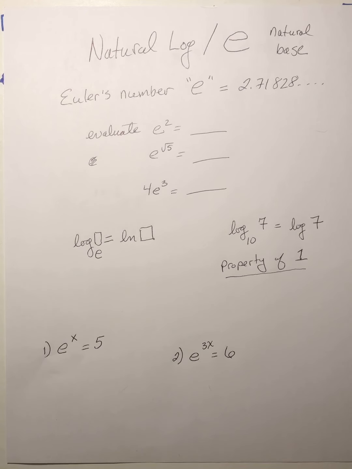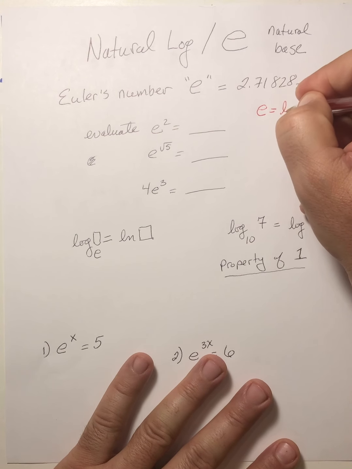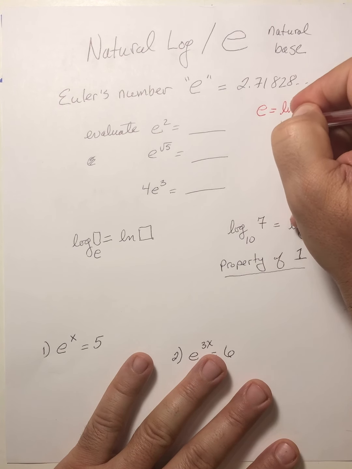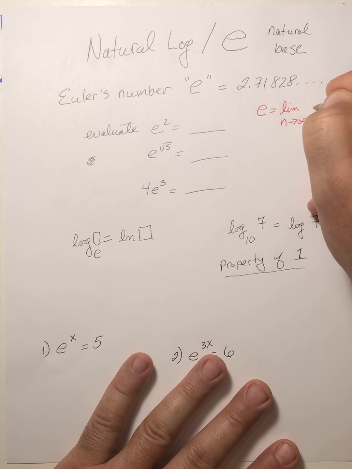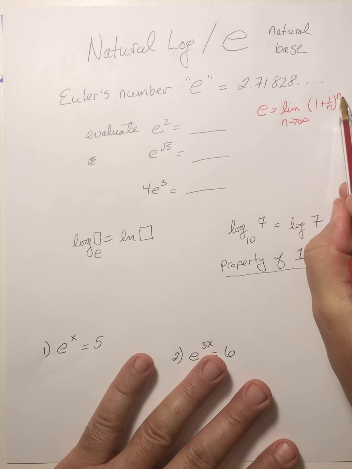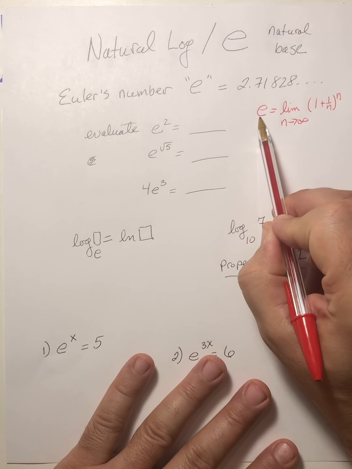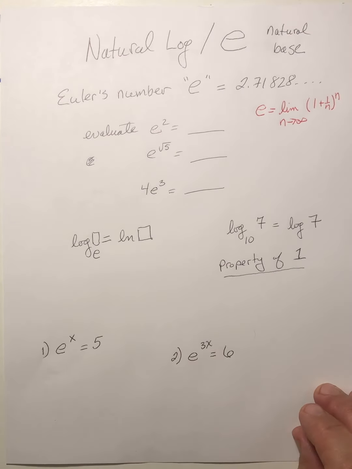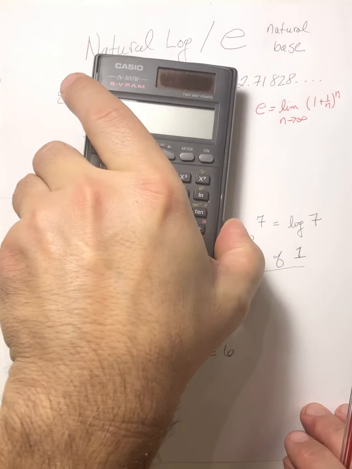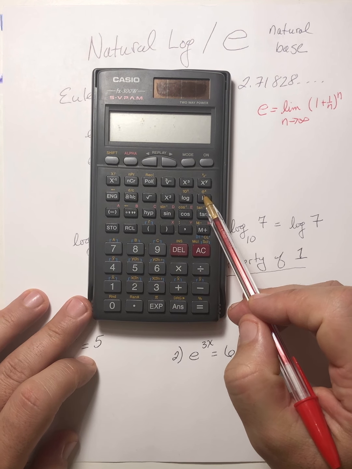It goes on forever. So e is equal to the limit as n goes to infinity of this expression, 1 plus 1 over n to the power of n. So as n gets bigger and bigger and bigger, I keep raising 1 plus 1 over n to the power of n. This is actually the value of e. That's a button on your calculator. There's ln, there's e to the x.